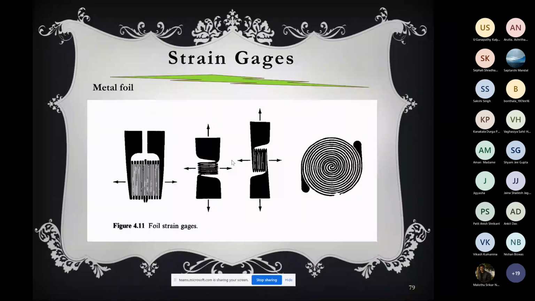Then you have two terminals where you need to connect it to the Wheatstone bridge, and then some current will pass through it, and accordingly the resistance will change and the output will change. You will measure the output, and accordingly it will be converted to strain. So this is the way.